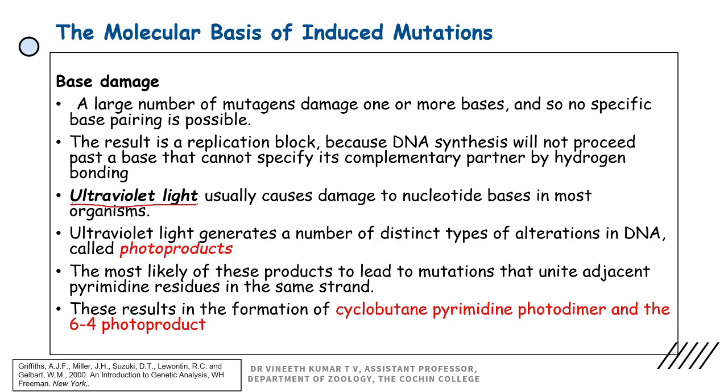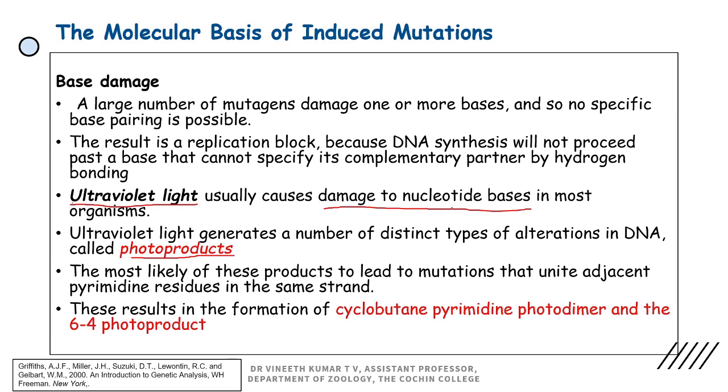But when a non-ionizing radiation like the ultraviolet rays hits the DNA, that also results in a replication block, but it is not by breaking the DNA strand. It is by altering the bases. We'll see how that is altered. This causes damage to the nucleotide bases in most organisms, by the formation of something called a photoproduct, because it is from light, ultraviolet, right? The mutations which are formed are called photoproducts.